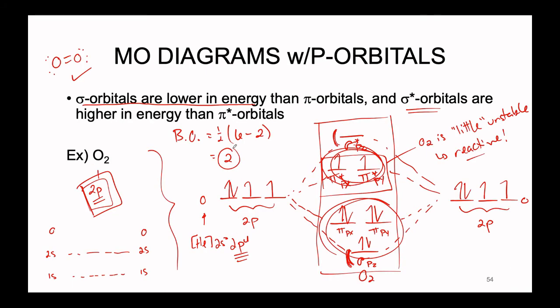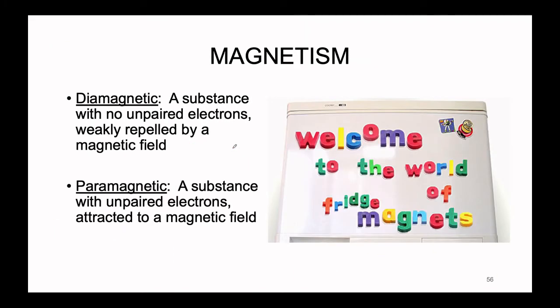Now that we have returned the conversation to oxygen, and we have learned how to illustrate these molecular orbital diagrams, let's start linking them to some of these, again, physical, observable phenomena, things like magnetism. Now, there are 2 definitions that we need to lay out. The first corresponds to not magnetic, and the second corresponds to yes, magnetic.